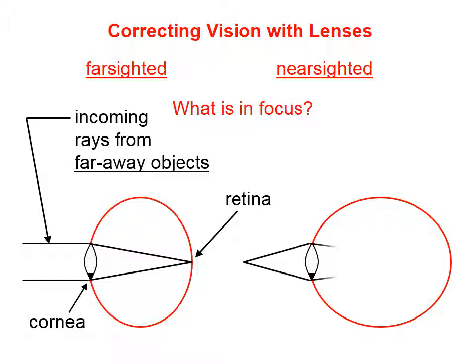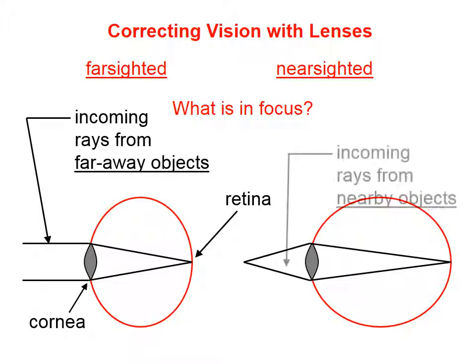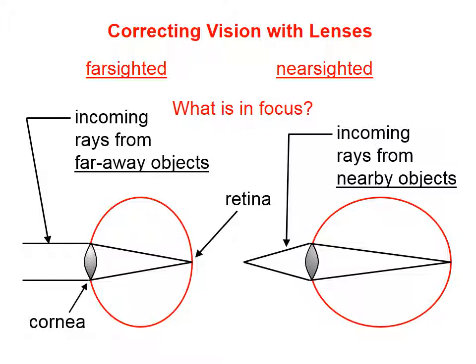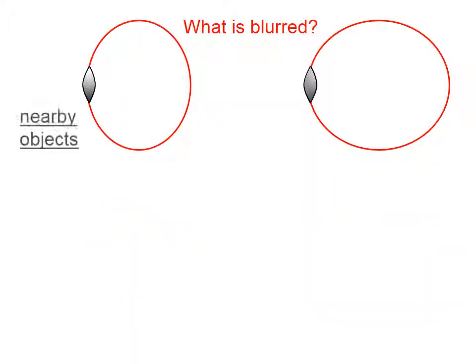Nearsighted people can see objects that are near in focus. Objects that are near, light reflects off of them, and those light rays are not really parallel. But a nearsighted person's eye will refract those light rays and again give us a nice focused image on the retina. What's blurred for farsighted people?